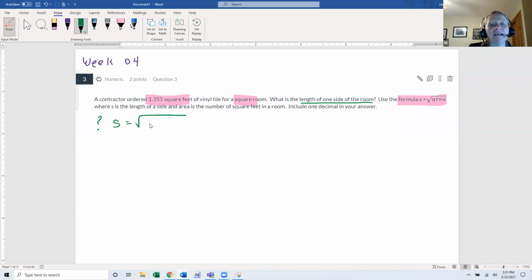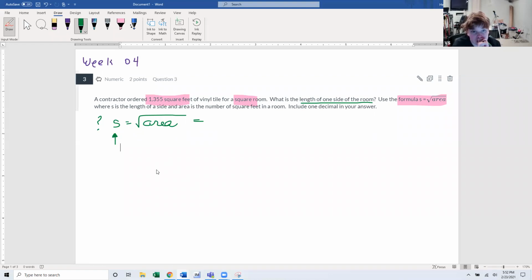So I have a feeling, did you try this, Victoria, and you got the wrong answer? I did it. Okay, it might be a calculator thing. So if we know there's 1,355 square feet and we have the formula and we want to find S, that's what we're trying to find. What are we going to do? What do we have to do?